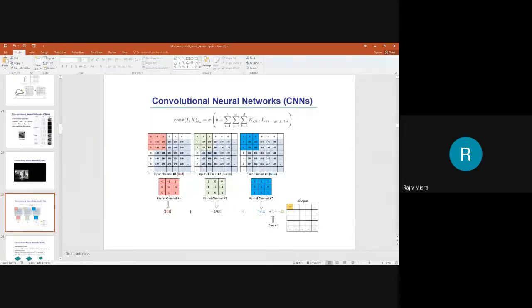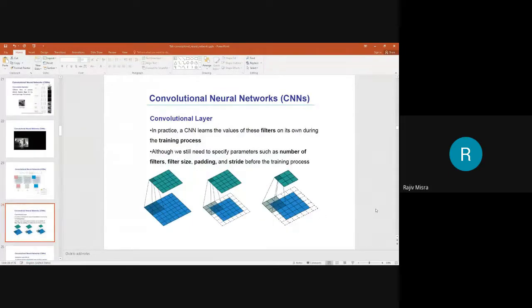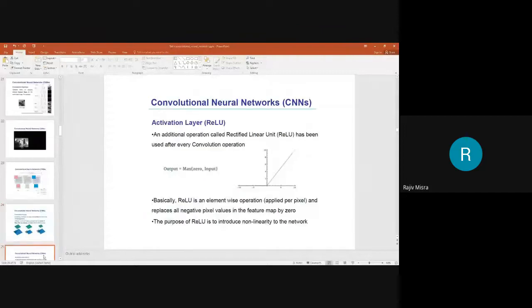So with this explanation, let us go to the next slide. We will discuss this in more detail. In the convolutional layer, in practice, the CNN learns the values of these filters on its own during the training process. Although we need to specify parameters such as the number of filters, filter size, padding, and stride before the training process, the rest of the things will be learned during training.